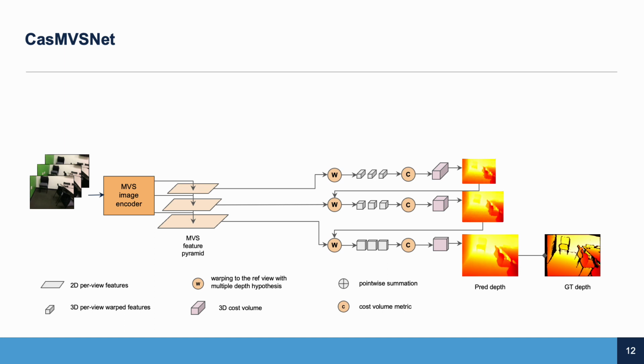CAS-MVSNet addresses that, building a cascade of cost volumes, where coarse volume is predicted first as an MVSNet, and finer volumes are constructed sparsely, only using local space around the previous prediction.